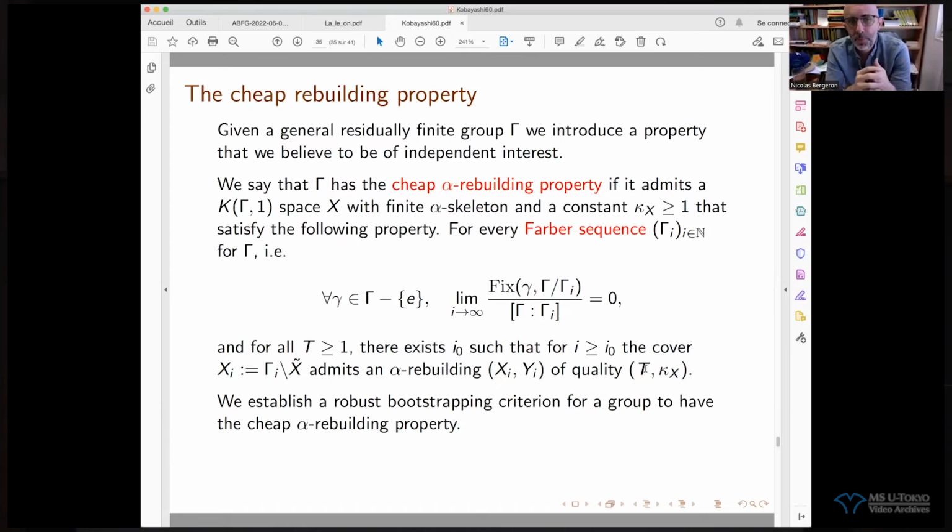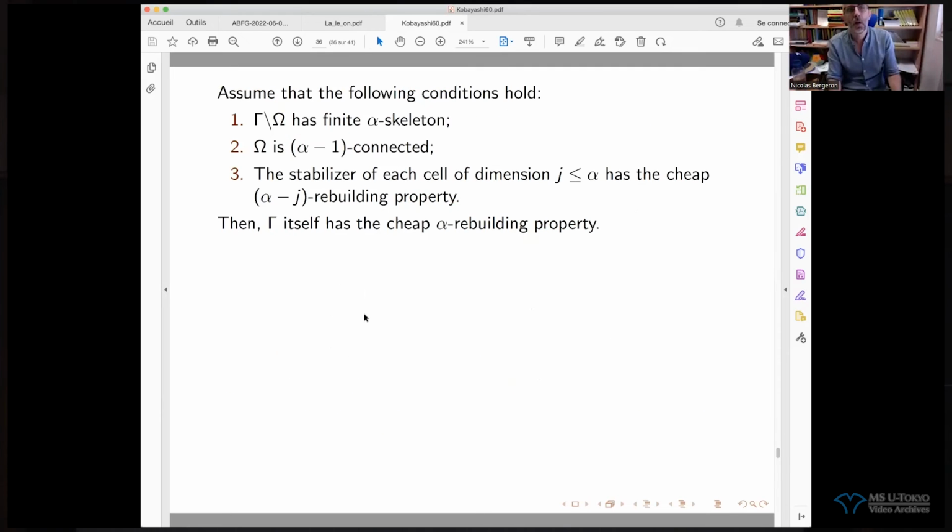So that says something quite interesting, I think, on the group, if it exists, and of course it depends on alpha. You can consider only up to cohomology degree 1 or 2 or etc. And the technique of our proof is to explain how to bootstrap this property from a smaller group to a bigger group. So the theorem we prove is typically something like that.